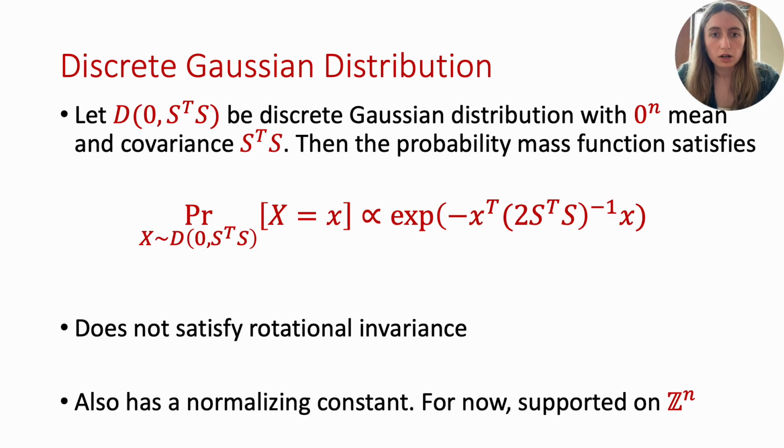Before I formally state our lifting framework, let's define the discrete Gaussian distribution, which is very important to us. Let D_{0,S^T S} be the discrete Gaussian distribution with zero mean and covariance S transpose S. Then the probability mass function is given as follows. So this is exactly the probability mass of a continuous Gaussian distribution with this covariance, except it's only defined at the integer points. Now, importantly, this does not satisfy rotational invariance anymore, and there's also a normalizing constant.